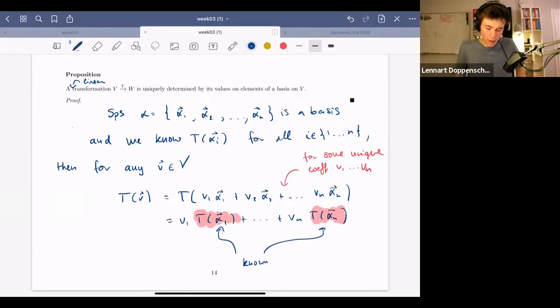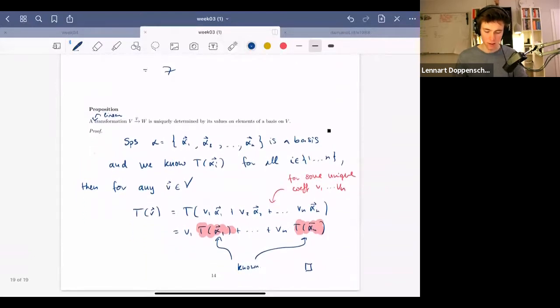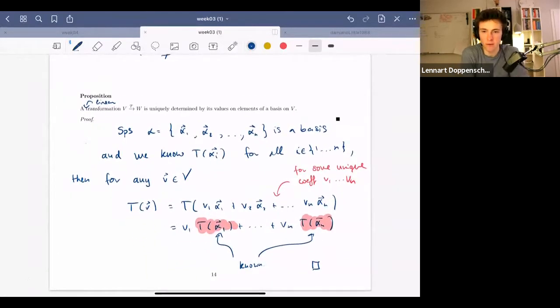So we've shown that it's enough to know the value of T on the basis elements. And this should be the last slide, the last page. Any questions before we move on to the next set of slides, week 4?